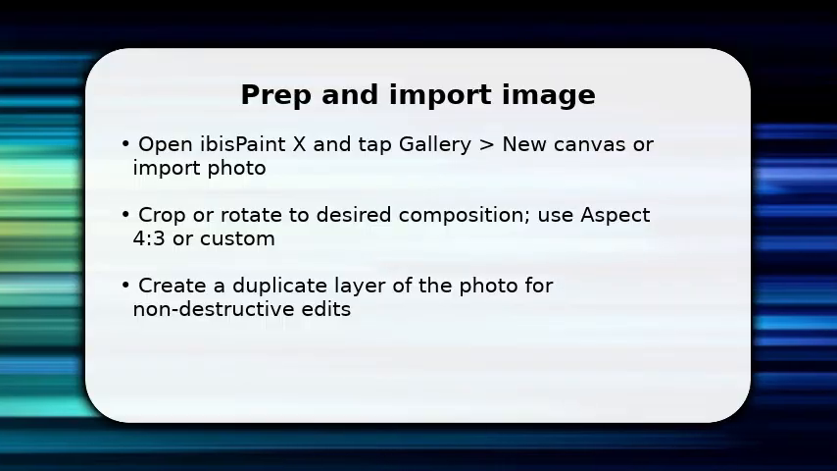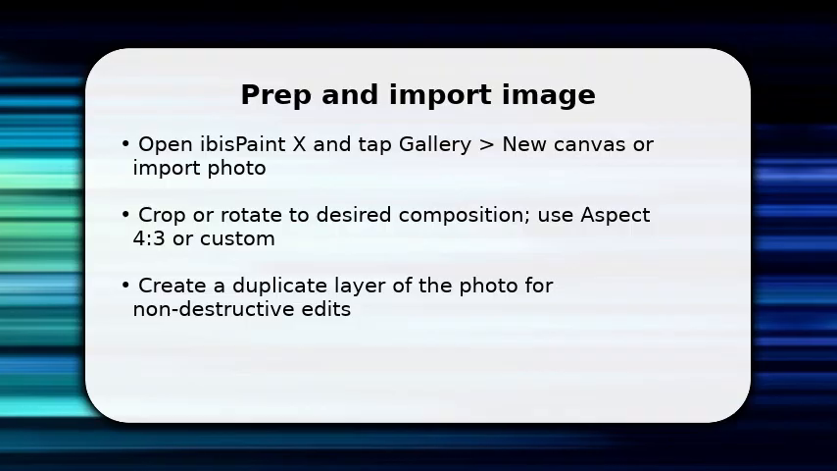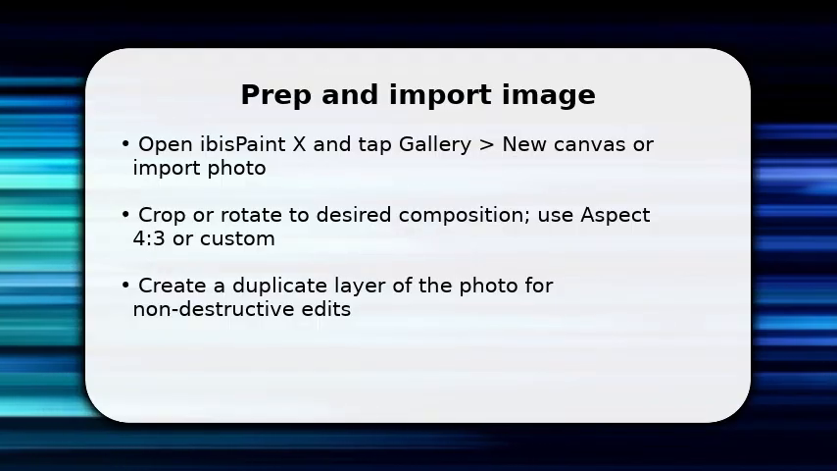You start by opening Ibis Paint X and importing the photo. This gets you straight into editing. Once imported, crop and rotate to frame your subject, choosing a 4:3 or custom ratio depending on output. Make a duplicate of the original layer right away so you can edit non-destructively.